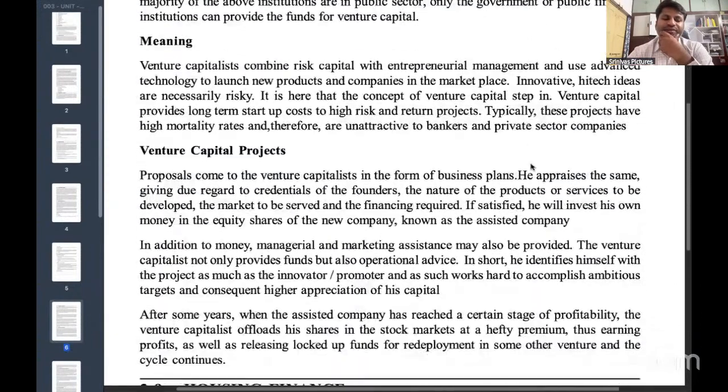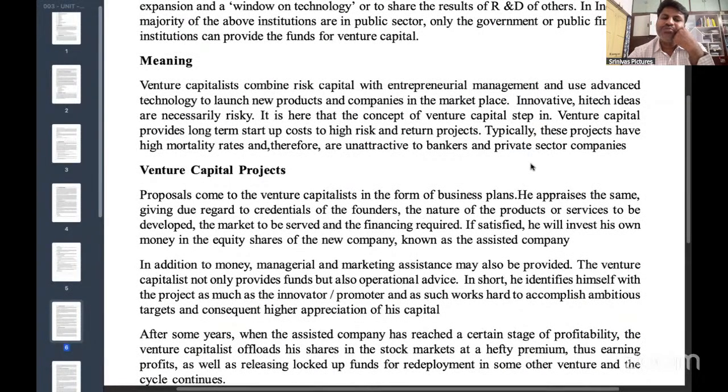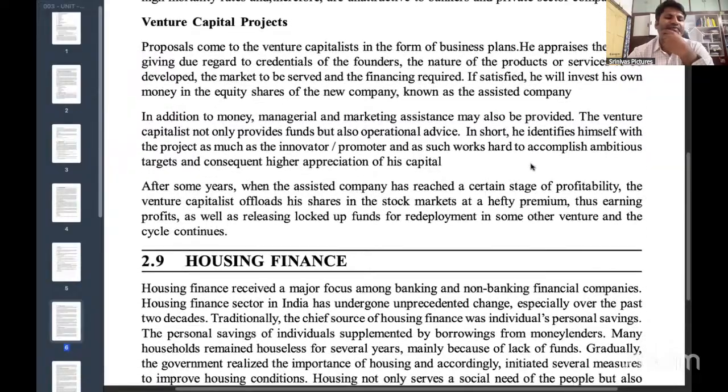So, the meaning of venture capital. Venture capitalists combine risk capital with entrepreneurial management and use advanced technology to launch new products and companies in the marketplace. Innovative high-tech ideas are necessary to take risk. Venture capital provides long-term startup capital for high-risk, high-return projects. Typically, these projects have high mortality rates and are therefore not attractive to bankers and private sector companies. So this is the entire story of venture capital.